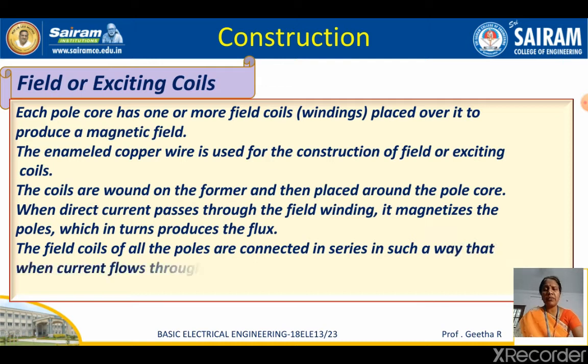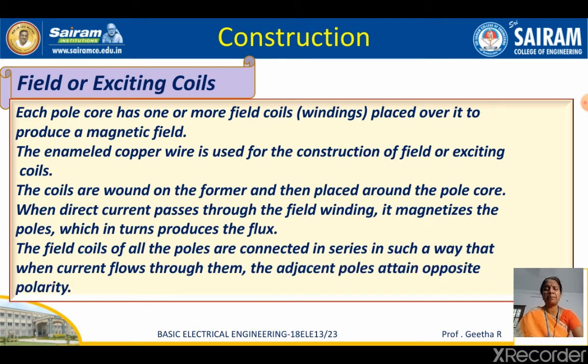To produce a magnetic field, when you pass current into the coils, magnetic flux will be produced surrounding the coil. So to produce the magnetic field, that field or exciting coil is wound on the pole core. Enameled copper wire is used for the construction of the field or exciting coil. The coil is wound on a former and then placed around the pole core. So instead of making the winding directly on the pole core, looking at the size and the dimension, it is wound beforehand, then it is fixed to the pole core.